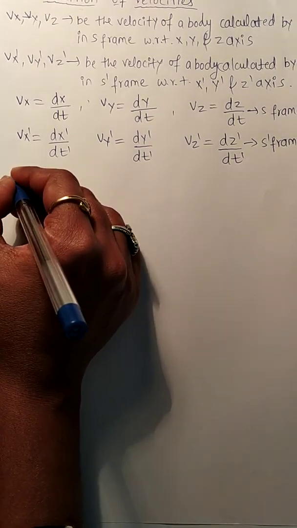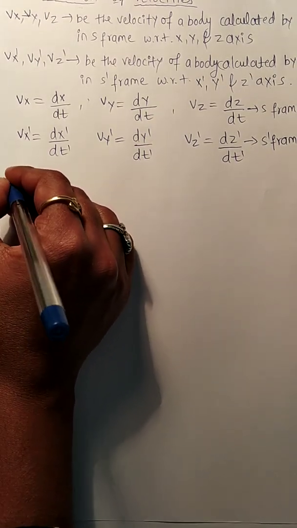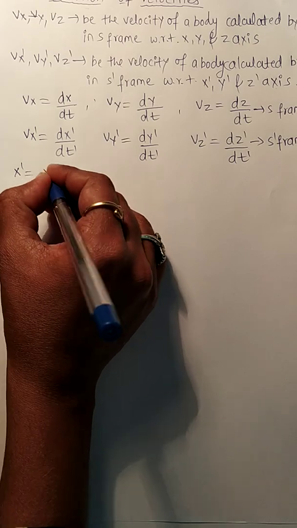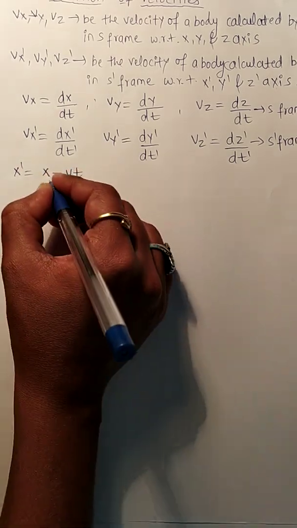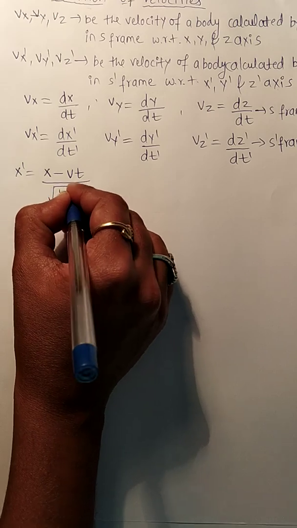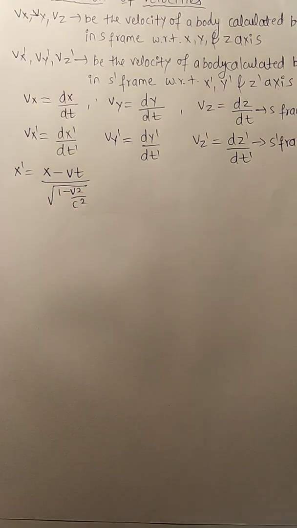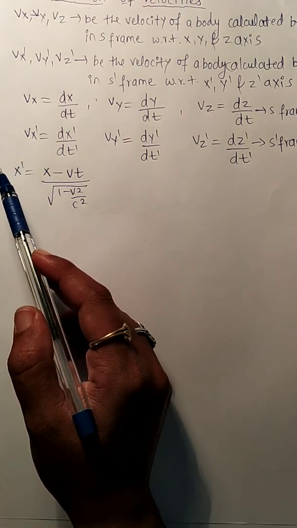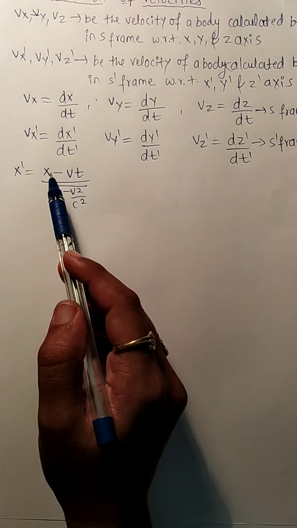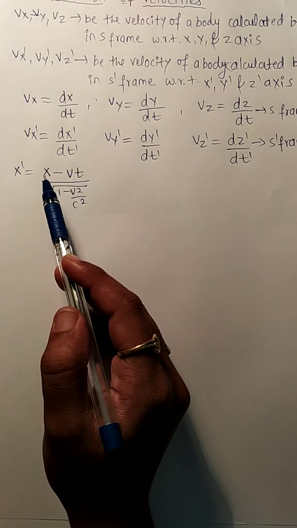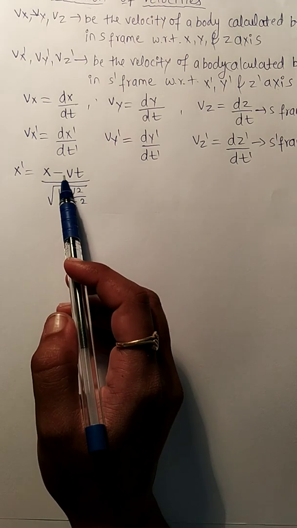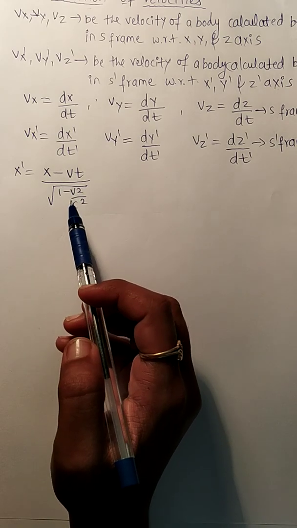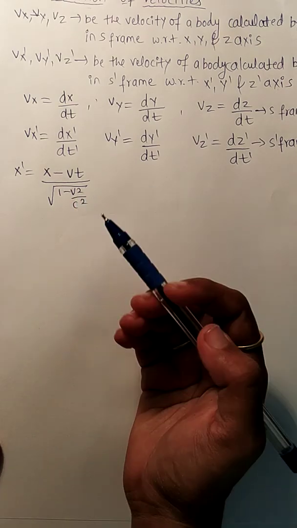So what is the Lorentz transformation equation? As we know, we will get x dash is equal to x minus phi into t divided by square root of 1 minus phi square by c square. This is the Lorentz transformation equation. It means x dash is the position of that body with respect to the S dash frame, where x is the position of the body with respect to the S frame, and t is the time, and phi is the velocity of the moving frame, where c is the velocity of light.